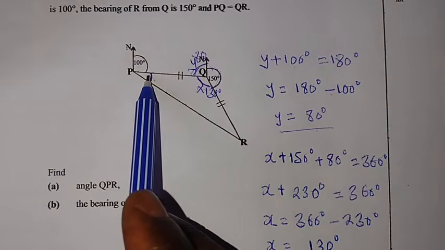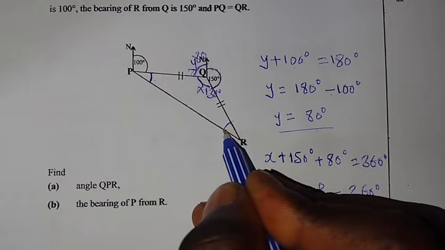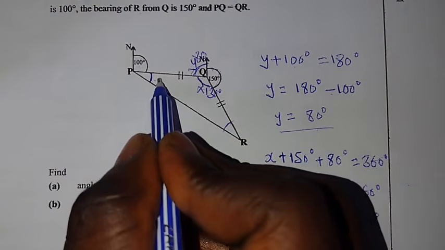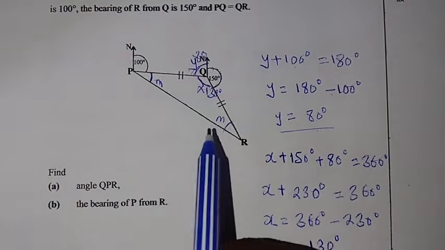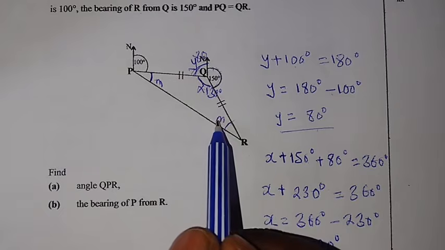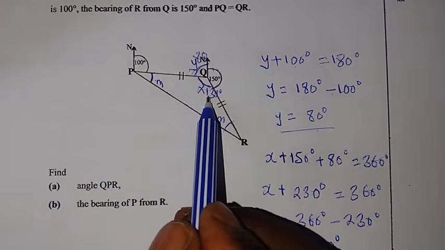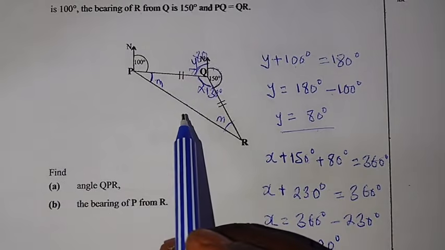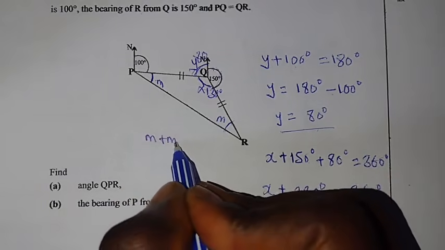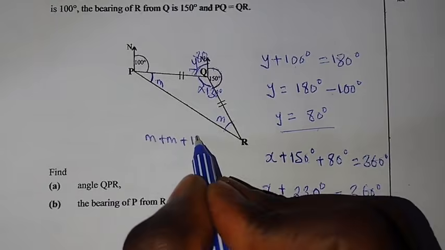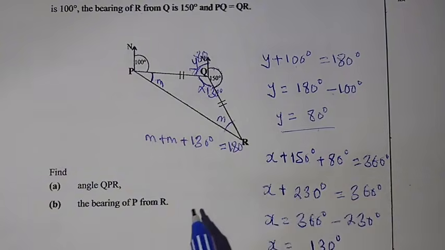So to find the angle which is here, we know that this angle and this angle are the same. So we say here we have angle M and here we have angle M. When we find the sum of the angles in a triangle, it gives us 180. So when you add M plus 130, we should equate this to 180. So we are going to have M plus 130 degrees, which will be equal to 180 degrees.